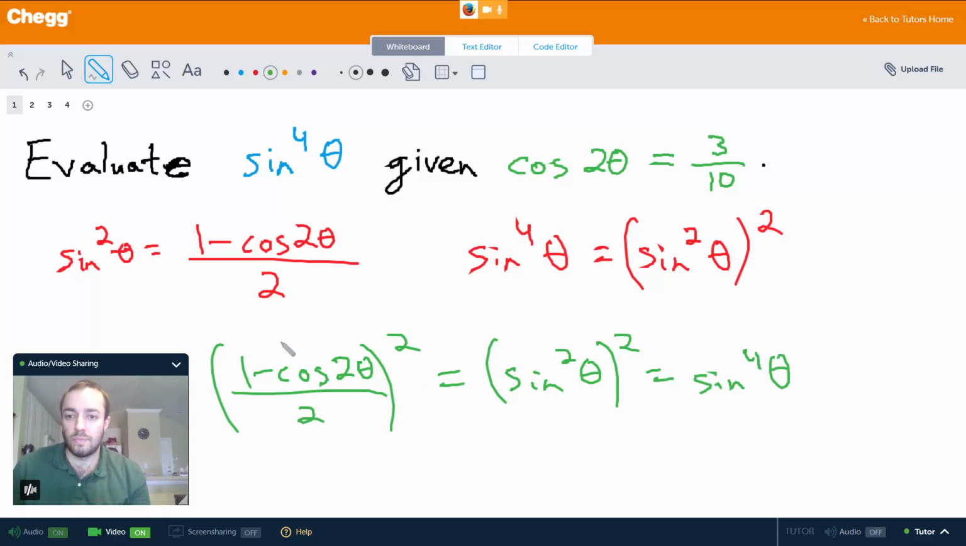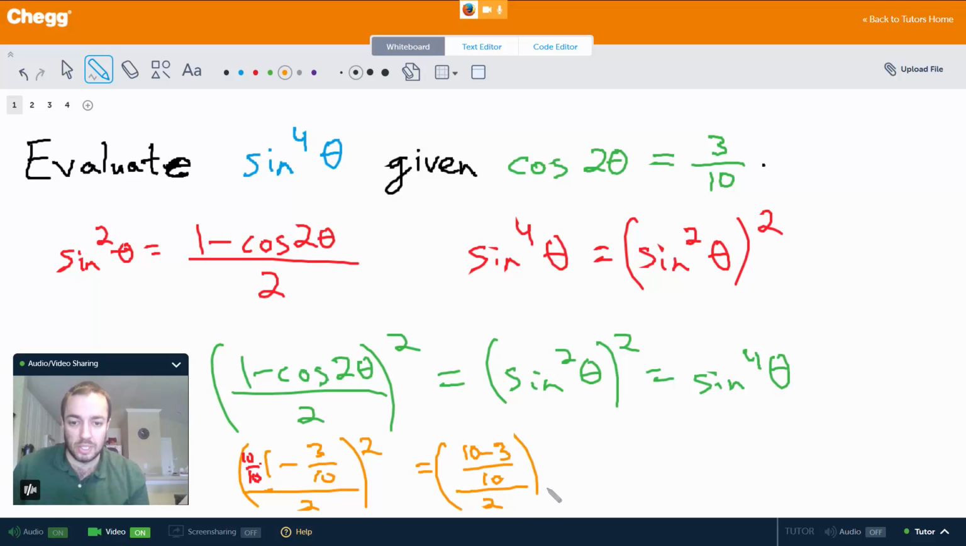We're given that the cosine of 2 theta is 3/10, so what we have is 1 minus 3/10 all over 2, and then that whole thing is being squared. So what we should do is get a common denominator up on the top. That 1, I'm going to multiply by 10 over 10. Then we have 10 minus 3 all over 10 on the top, and everything is still being divided by 2, and still everything is being squared. 10 minus 3 is 7, so we have 7 over 10, still over 2, all being squared.